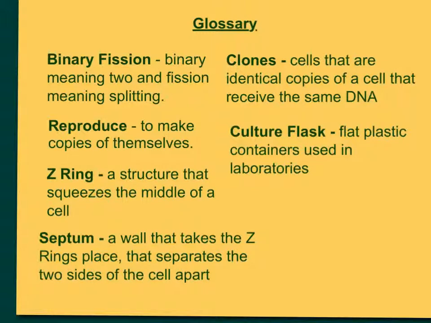Next is Z-ring, a structure that squeezes the middle of a cell. A septum is a wall that takes the Z-ring's place that separates the two sides of the cell apart. Clones are cells that are identical copies of a cell that receive the same DNA. A culture flask, a flat plastic container used in laboratories.